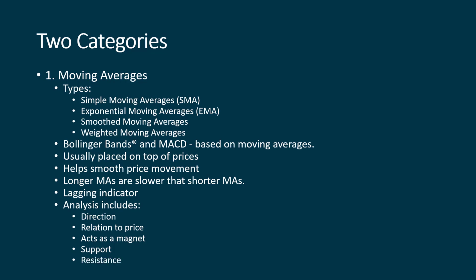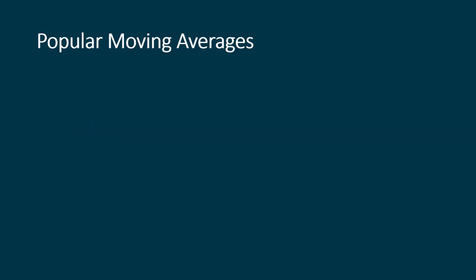They can also act as resistance. If prices are below a moving average and they start to go upward, they may come right up to that moving average, stop, and turn around and go back down. Not always. This is something that we watch and keep an eye on, and it can be insightful as to what will happen. So what are some popular moving averages?